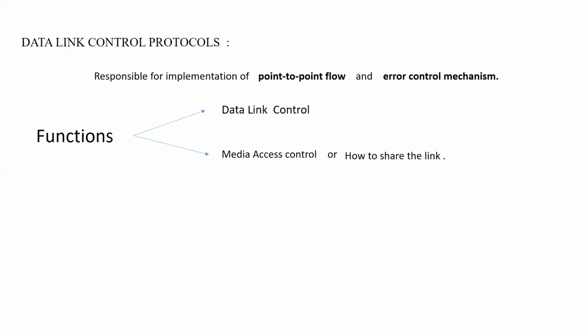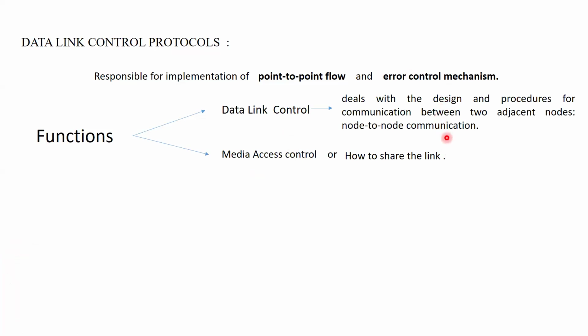Coming to the data link control, it deals with the design and procedure of the communications between two adjacent nodes. Between these two adjacent nodes, we call it node-to-node communication. So these are the two functionalities of your data link control protocol.